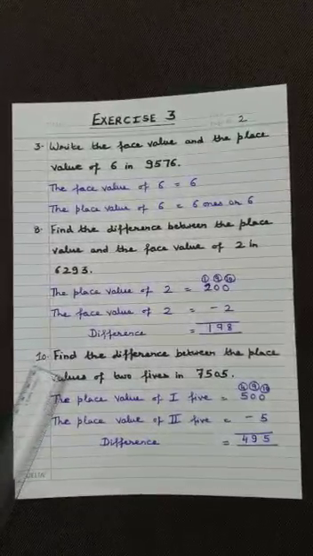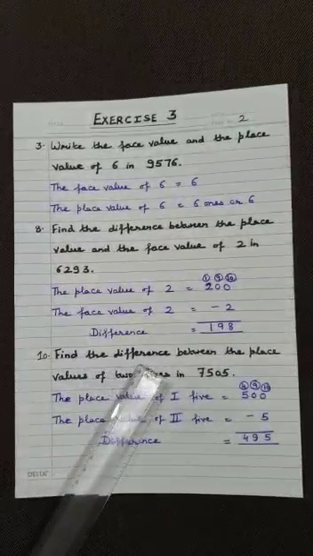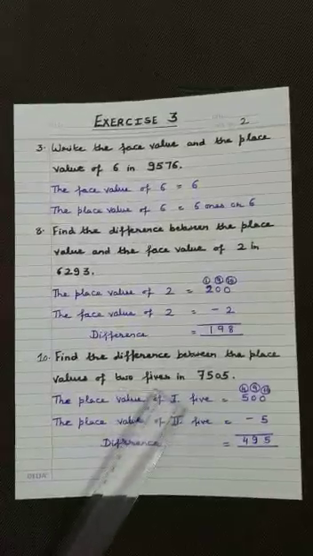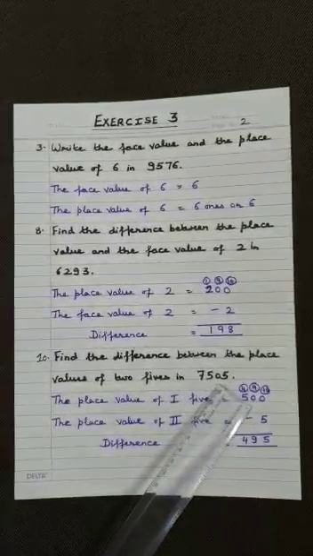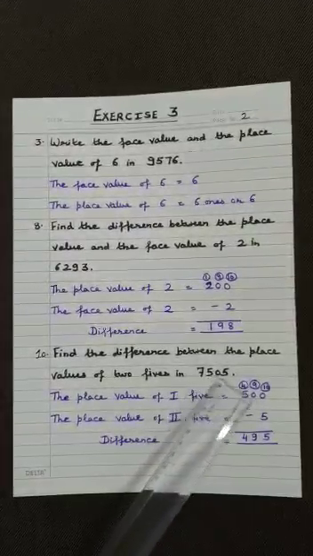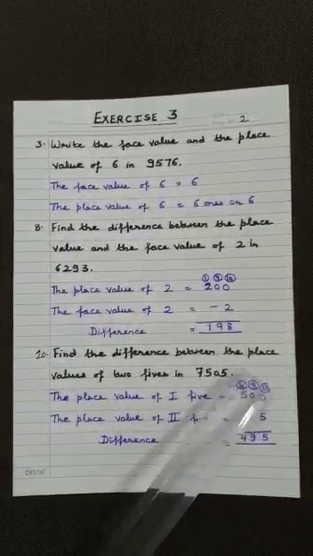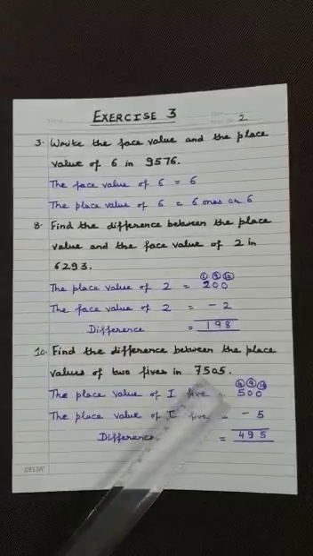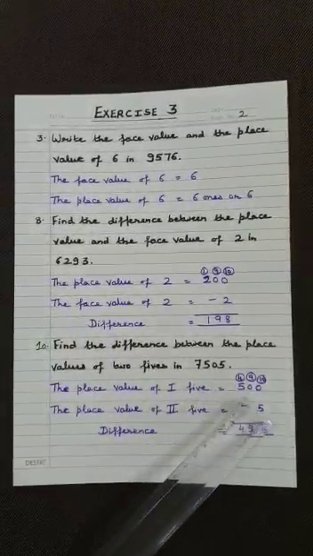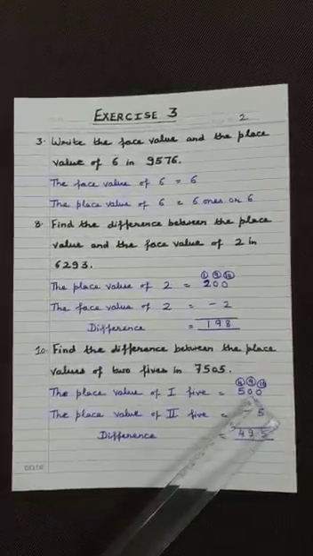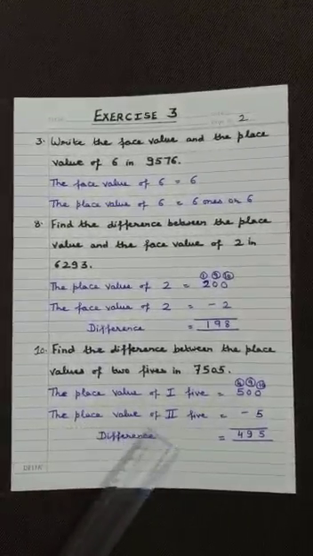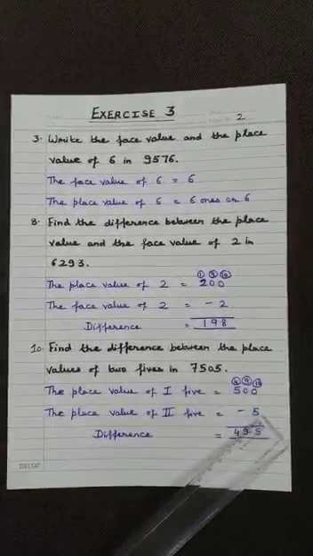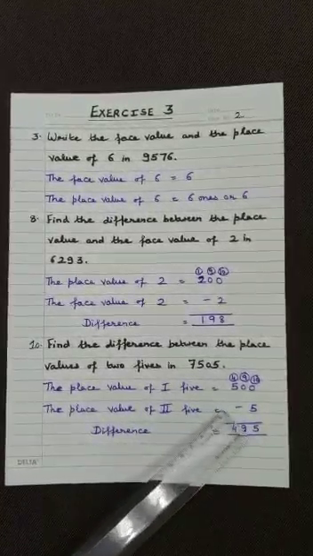Then question number 8. Find the difference between the place values of 2 5s in 7505. In this question you have 2 5s. So you have to find out the place value of both 5s. The place value of first 5: after 5 you have 2 digits, so write 2 zeros after 5. The place value of first 5 is 500. The place value of second 5: you have no digit after second 5, so write only 5. And for the difference you have to do subtraction.